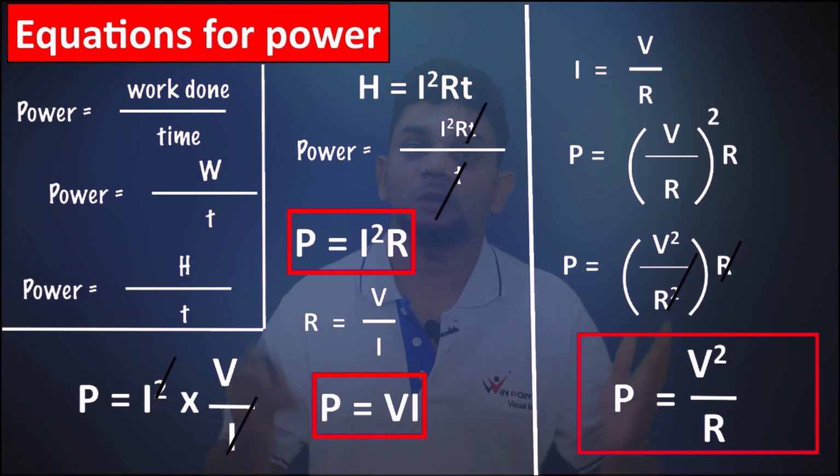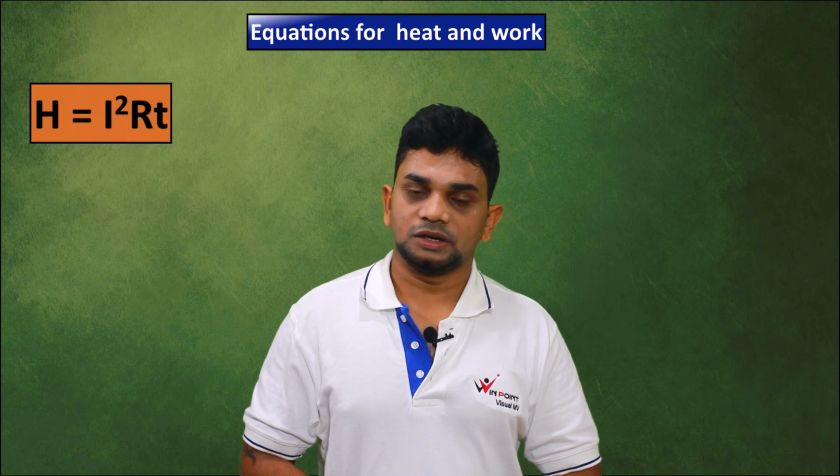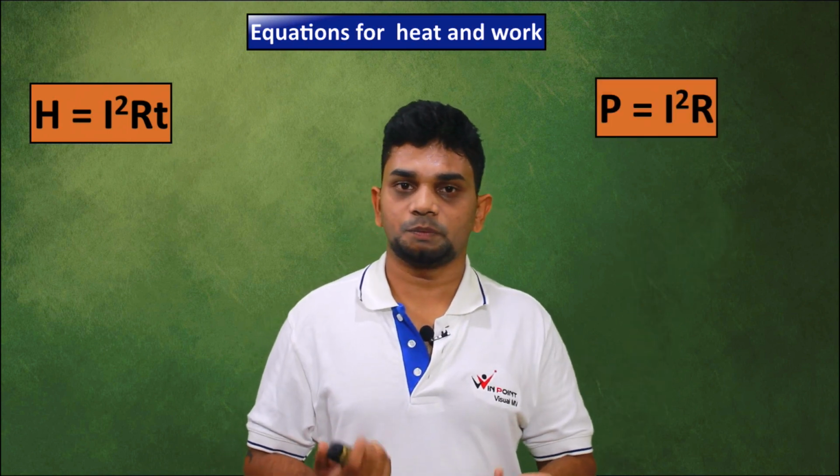Now let's write all the equations in a single page. Equations for heat and work. You need to learn the equations. Okay. H equal to I square RT. That is the equation for heat. H equal to I square R. That is the equation for power.